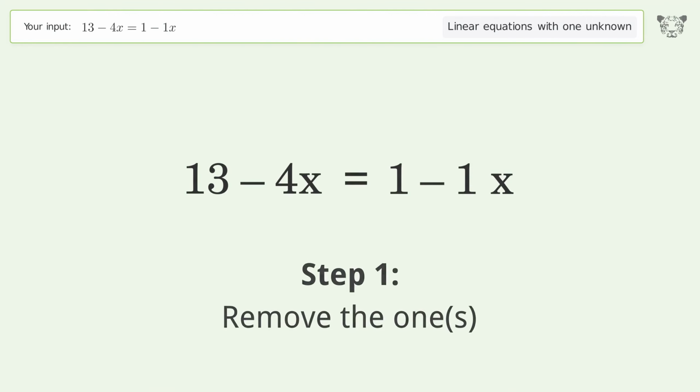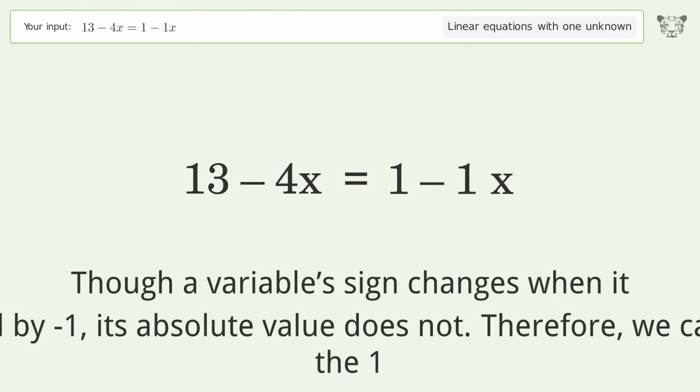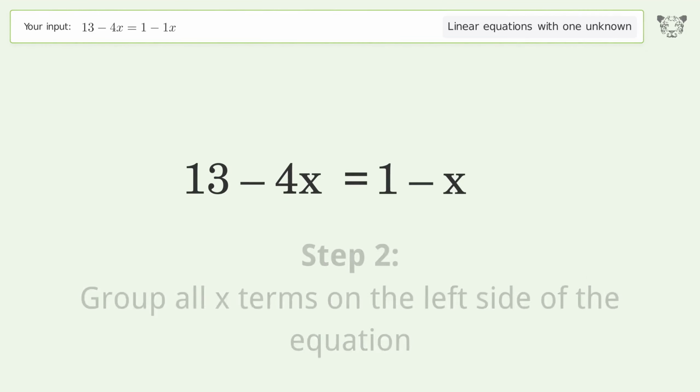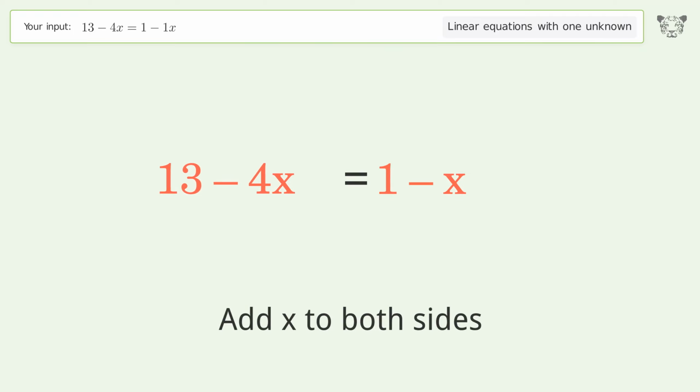Remove the ones. The way a variable's sign changes when it is multiplied by -1, its absolute value does not. Therefore, we can eliminate the 1. Group all x terms on the left side of the equation. Add x to both sides.